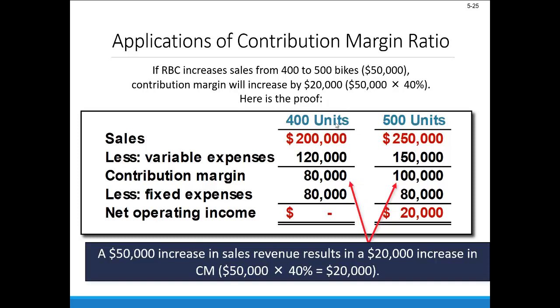At 400 units, that was break even for RBC, so their net income was zero. At 500 units, they've got sales of 250,000, which leads to contribution margin of 100,000. I could use CM ratio again there, right? 250,000 times 40%, or 100 grand, minus fixed expenses of 80,000, and there's my net income of 20,000. Okay, so CM ratio, one more time, tells us what portion of every sales dollar is potential profit. Right? So first, potential profit needs to cover fixed expenses, and then can generate some net income.